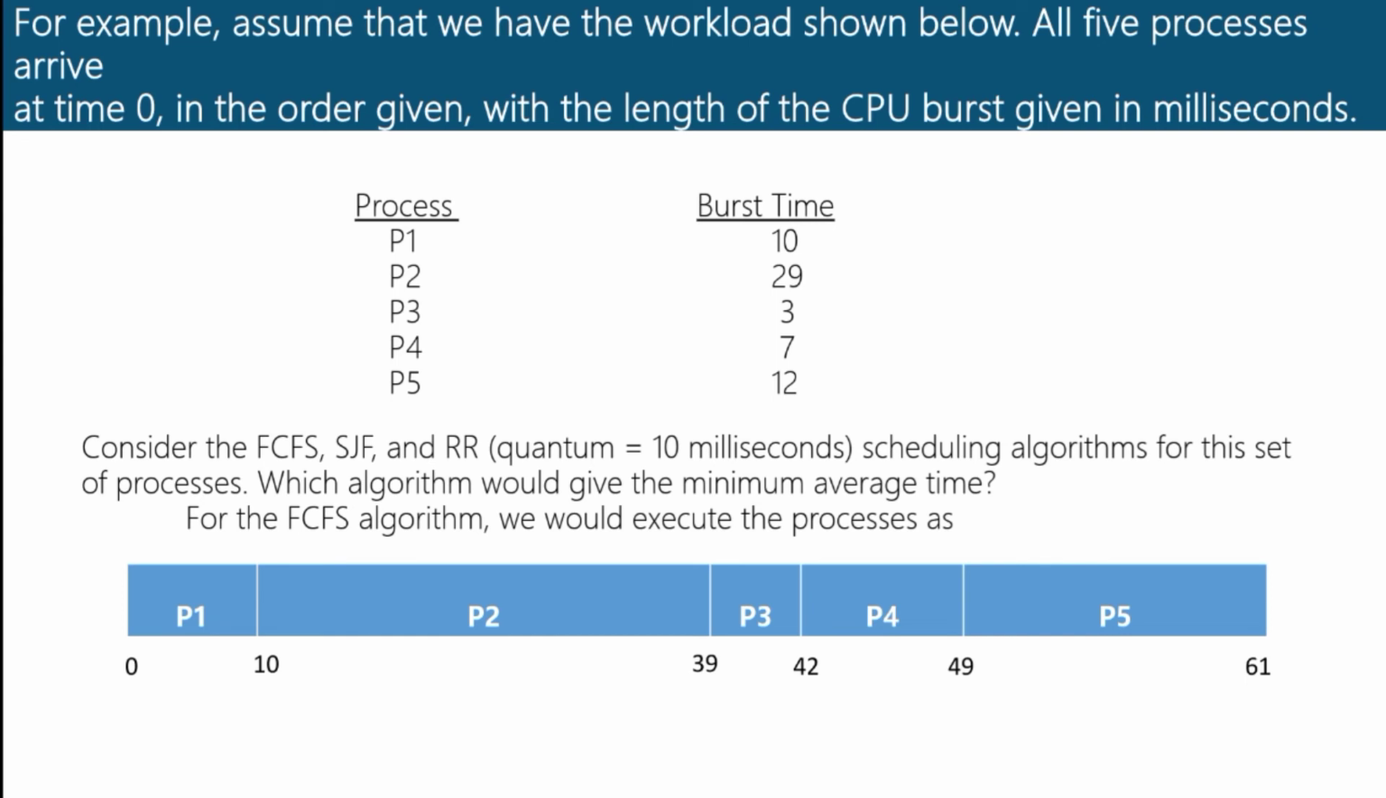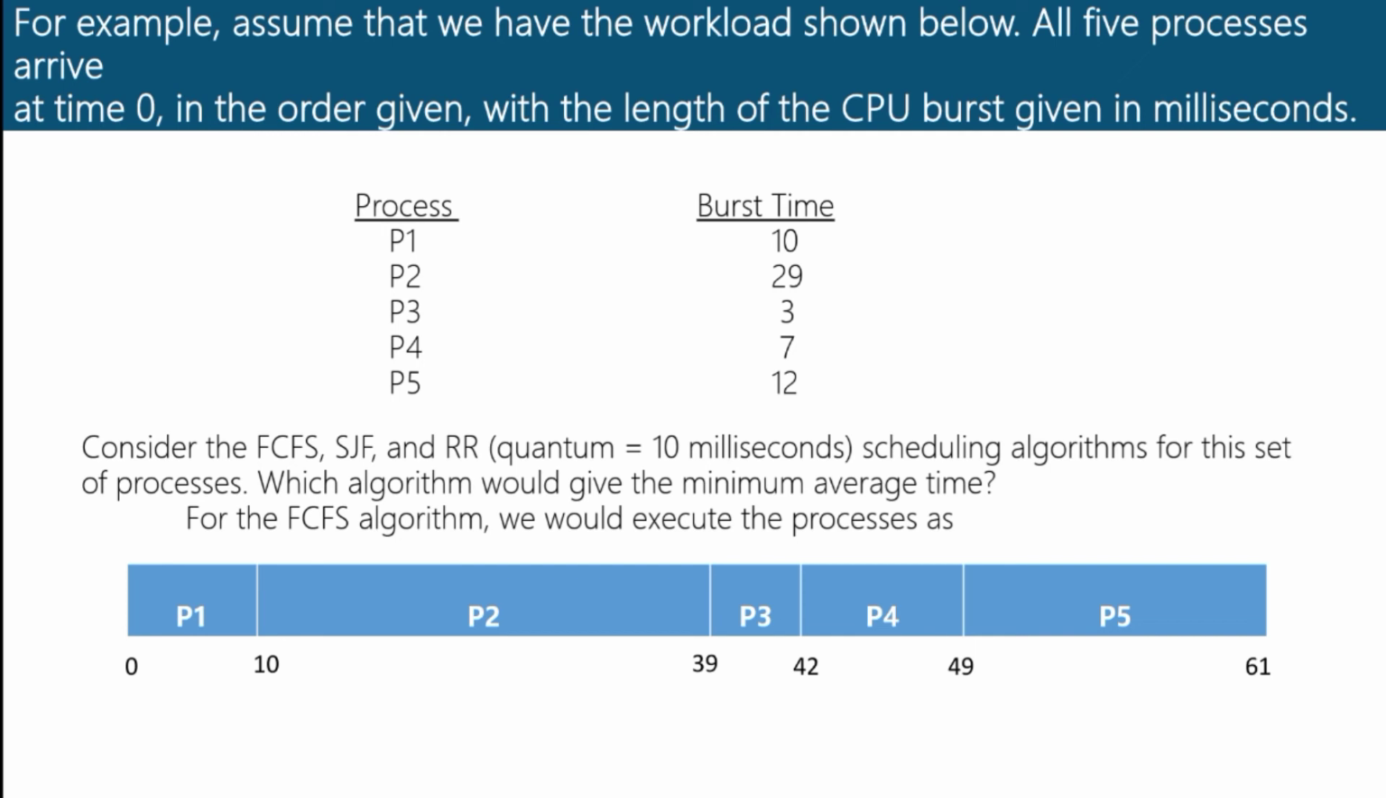So for the FCFS algorithm, we would execute the processes in order, since P1 is considered the first job that needs to be allocated by the CPU. P1 has a burst time of 10, so P2 needs to wait for 10 milliseconds before it is allocated by the CPU. Since P2 has a burst time of 29, P3 needs to wait for 39 milliseconds, because 10 plus 29 is 39.